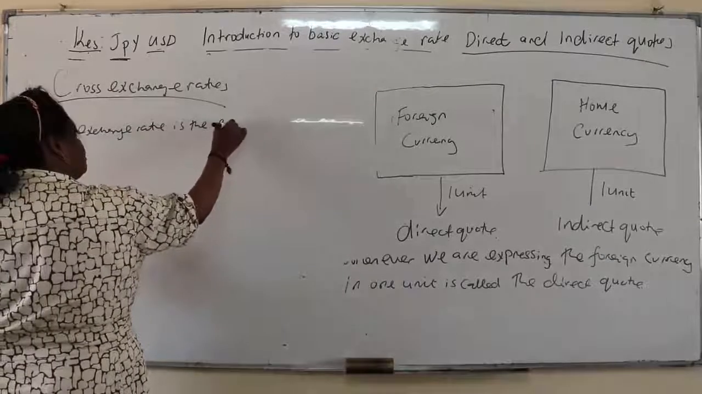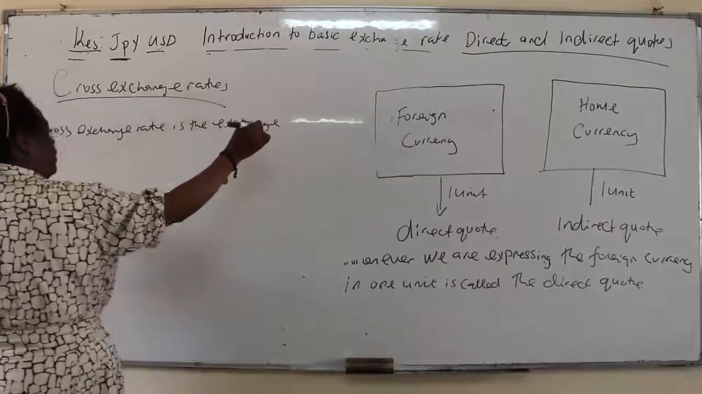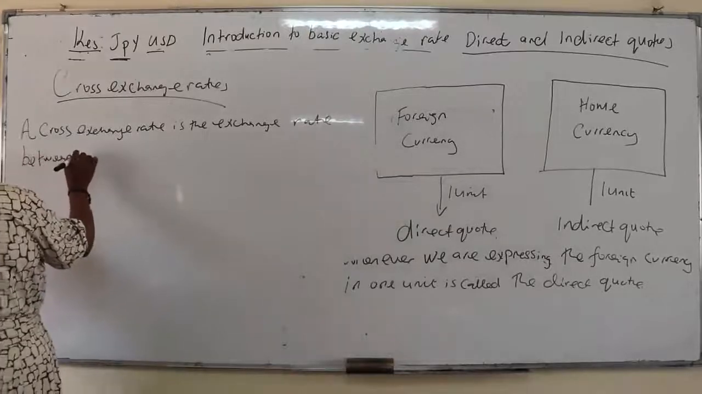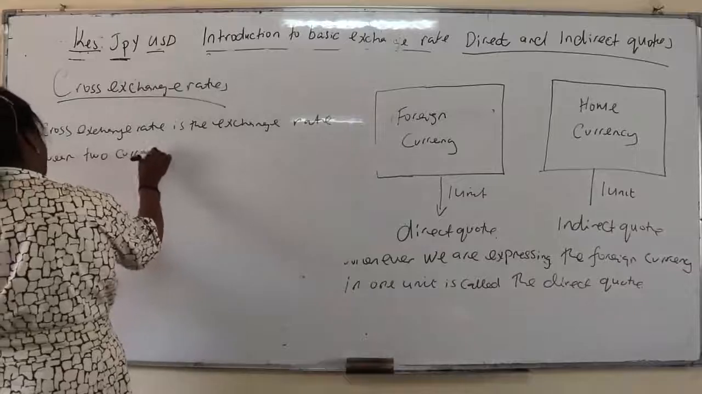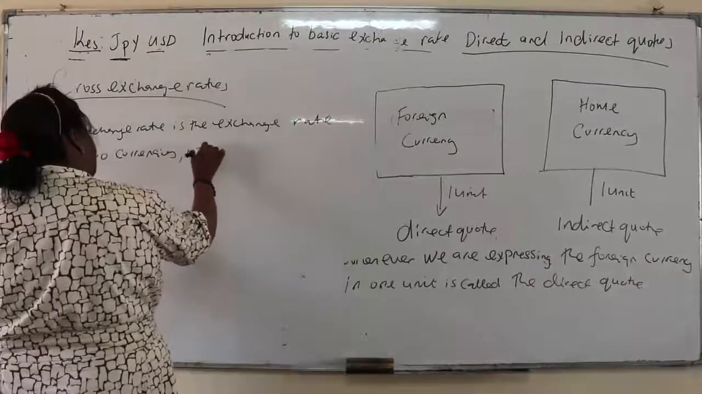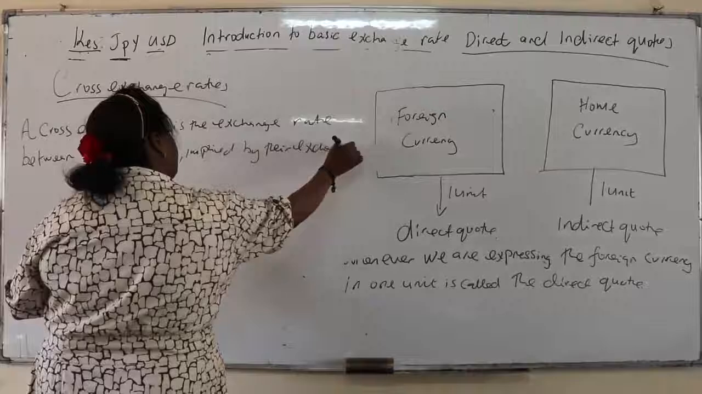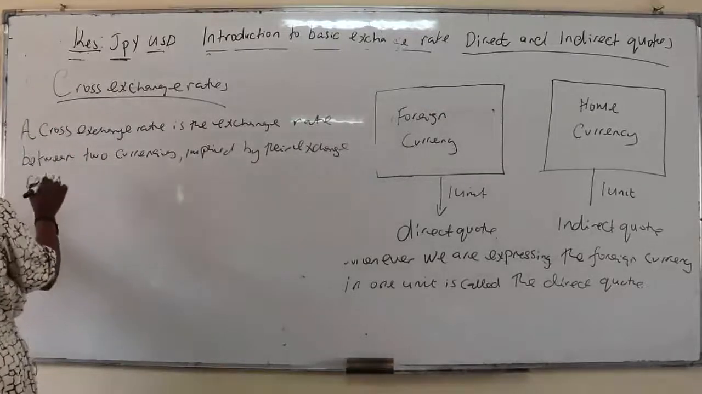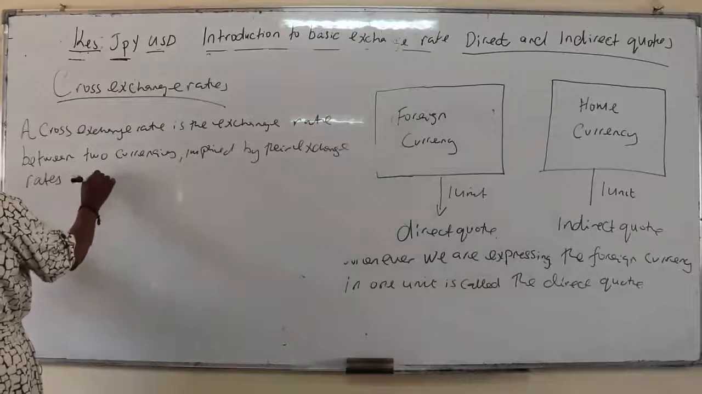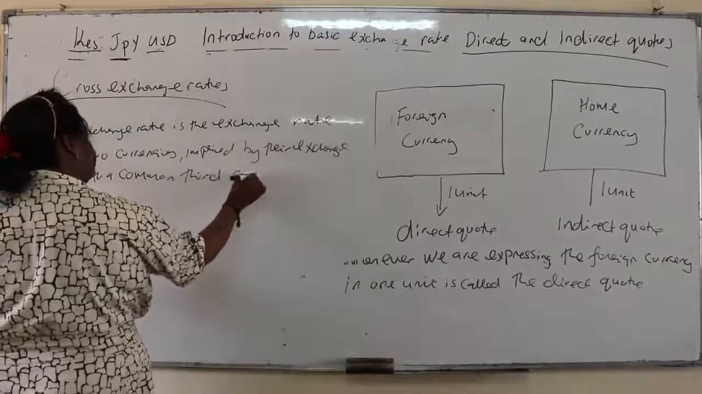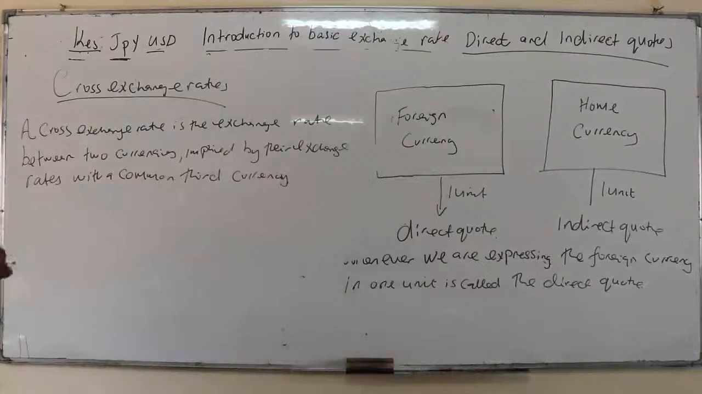A cross exchange rate is the exchange rate between two currencies implied by their exchange rates with a common third currency. So a cross exchange rate is the exchange rate between two currencies implied by their exchange rates with a common third currency.